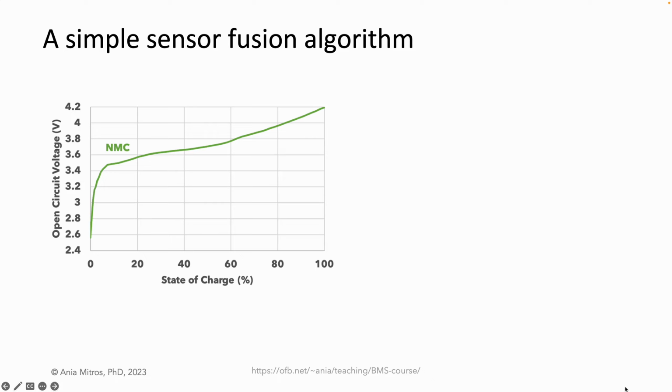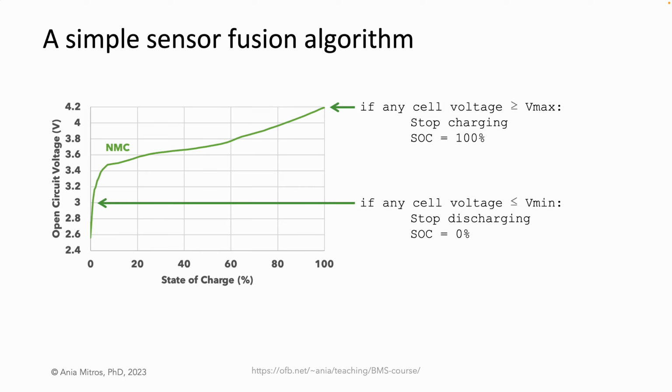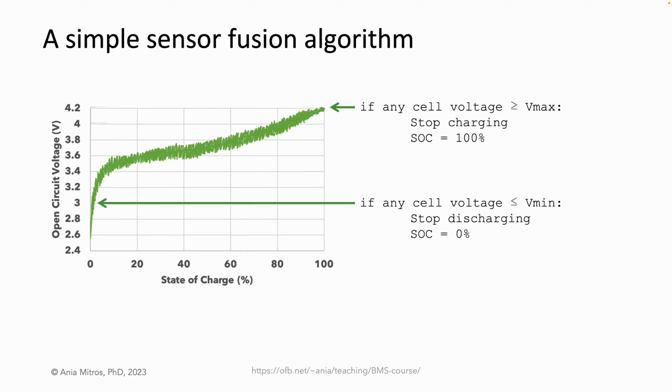Here's a simple algorithm using both voltage and current as inputs, which may suffice for the prototype phase and in some applications. Stop charging if any cell reaches its maximum operating voltage. And stop discharging similarly if any cell reaches its minimum operating voltage. At both those points, reset the state of charge estimate to 100% or 0% respectively.